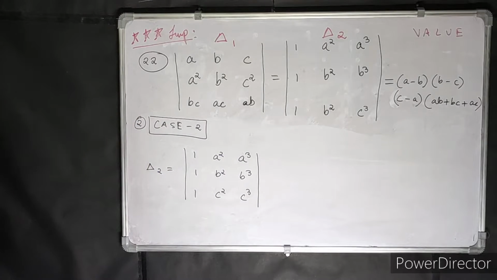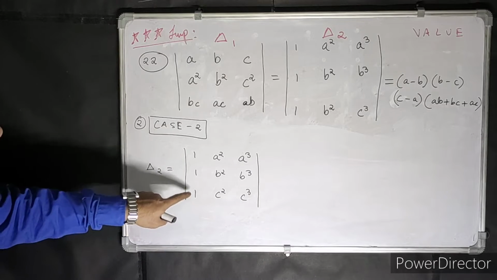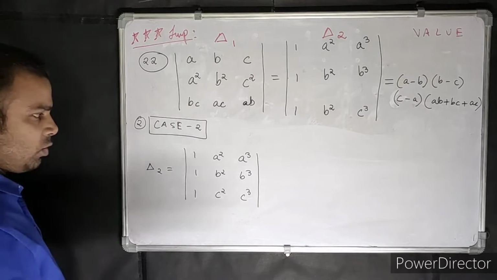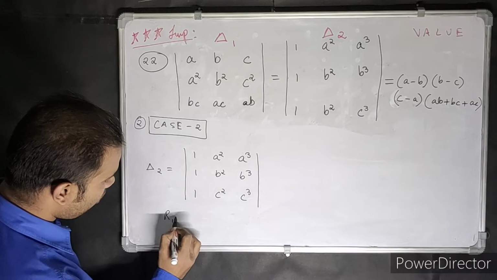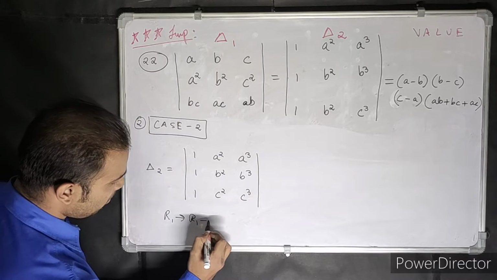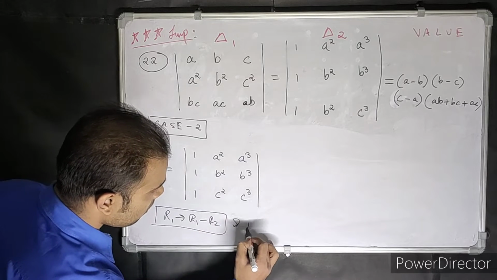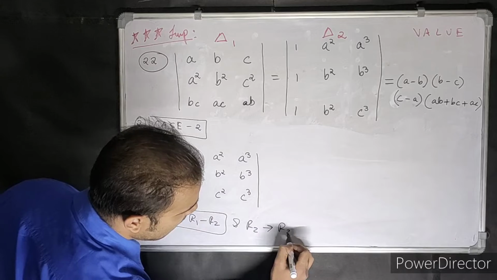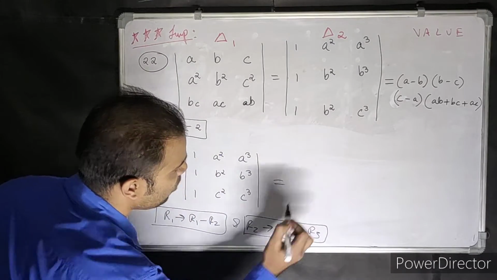Now from here, it's very simple. Just make these two zeros or these two zeros or the outer two zeros, whatever you want to do. So I am going to perform the operation: R1 tends to R1 minus R2 and R2 tends to R2 minus R3. When I do these two operations, then what do I get?